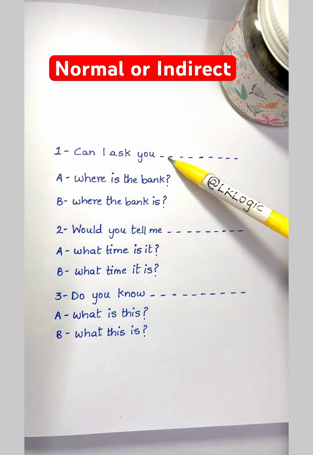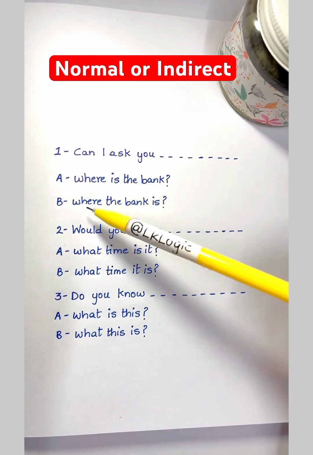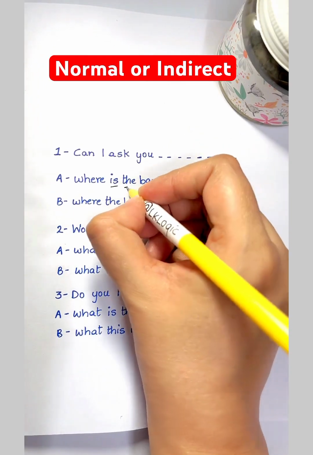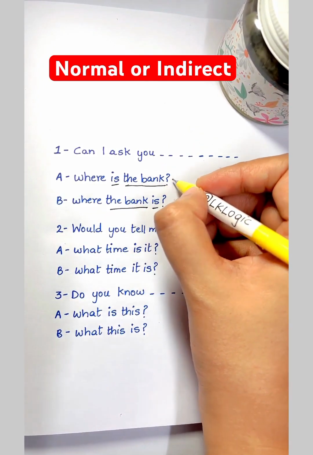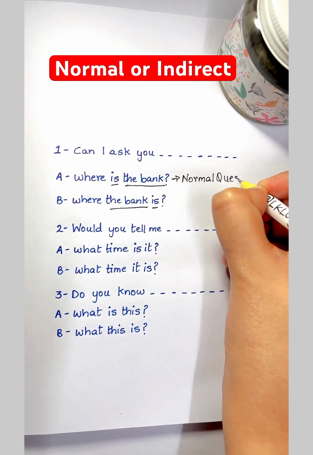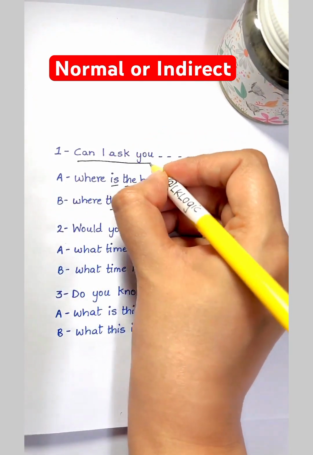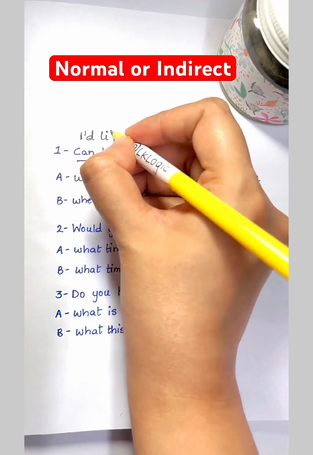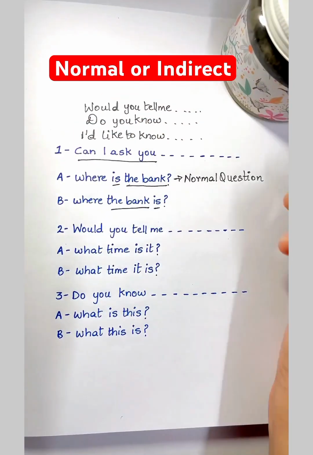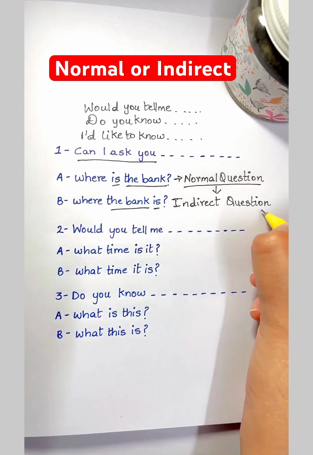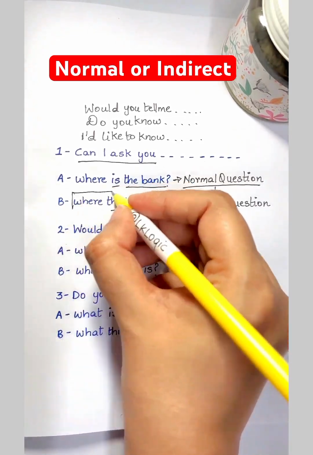Can I ask you where is the bank or where the bank is? Is the bank or the bank is? Well, we normally say where is the bank? That is a normal question, right? But when we add something before the question like can I ask you, or I would like to know, or do you know, or would you tell me, we change it into an indirect question. We say, can I ask you where the bank is?